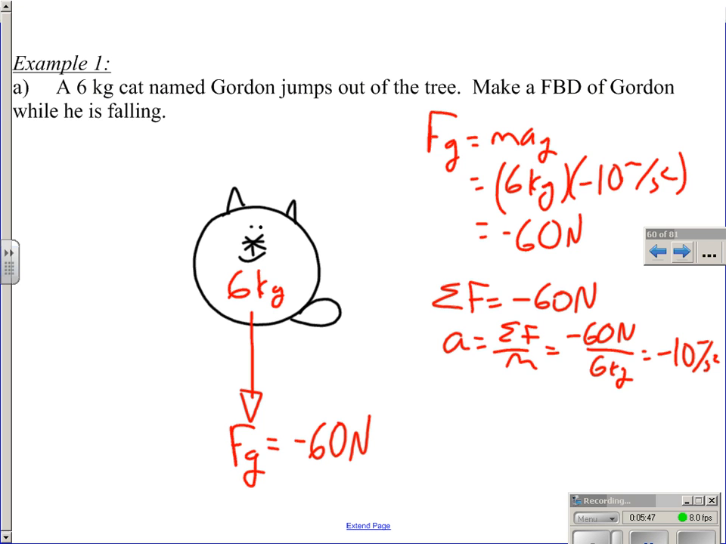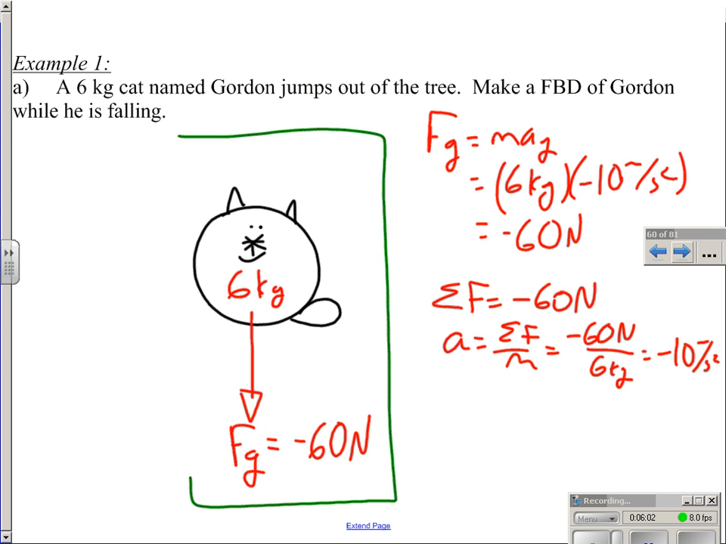You could have said, oh, well, I know it's falling, so I know the acceleration is negative 10 meters per second squared, and then done mass times acceleration to get your net force. Either way, there you go. There's your drawing. So your completed drawing, here's the deal. Your completed drawing should have this. Your drawing with all of the forces. You should write down what your net force is.